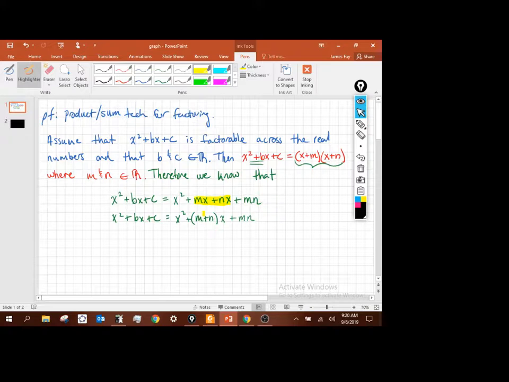Now we just have to make the association that allows us to develop the link between the product and the sum. If I look at that term right there, these two things are equal, right? So shouldn't C equal that? So I'm going to write, therefore, C is equal to M times N, and B, that term right there, shouldn't that relate to that?